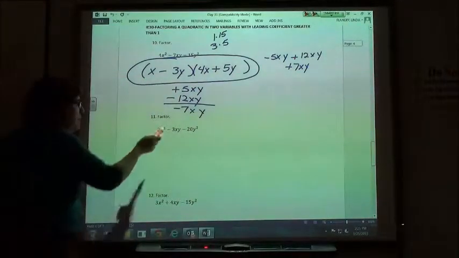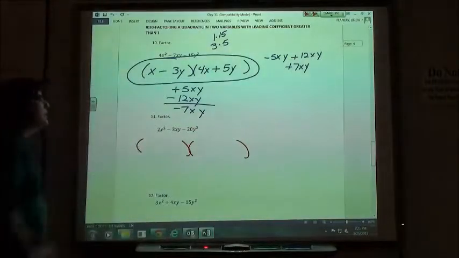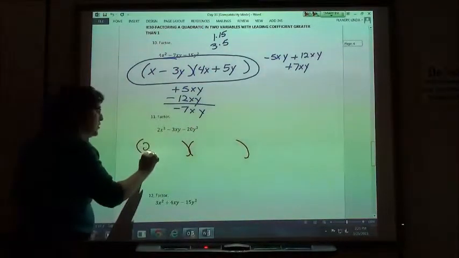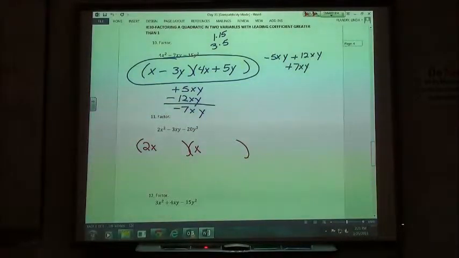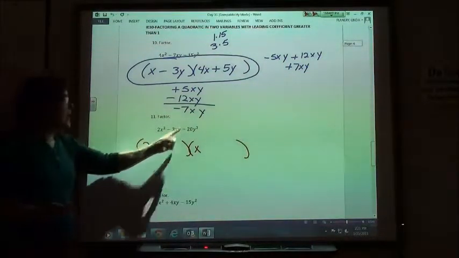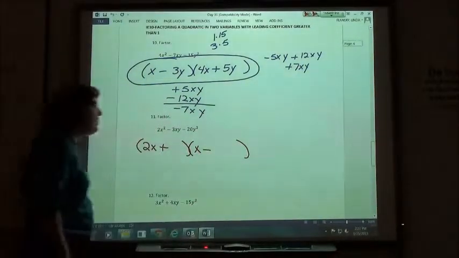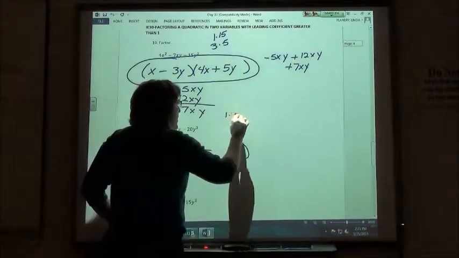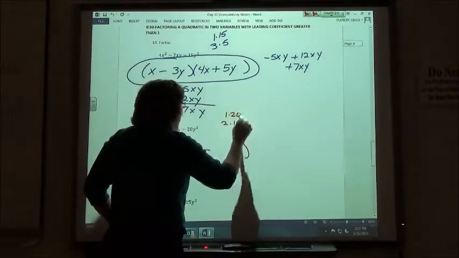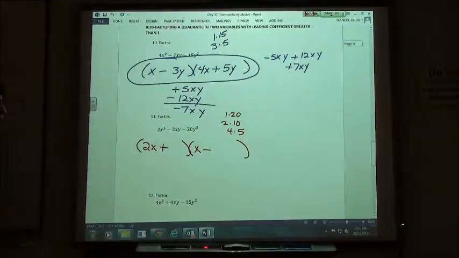Number 11, again we're factoring. This time we have variables on both of our numbers. So factoring 2x squared, 2x times x is 2x squared. The end sign again is negative, so we're going to have 1 positive and 1 negative. And then I've got to do my factors for 20. 1 times 20, 2 times 10, 4 times 5. I'm going to start with the 4 and the 5.